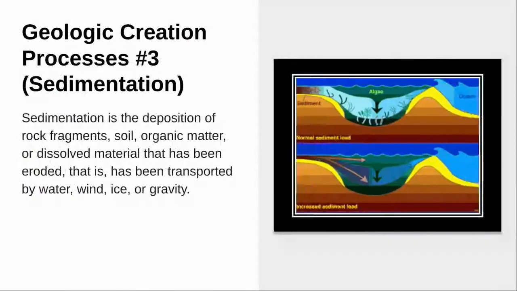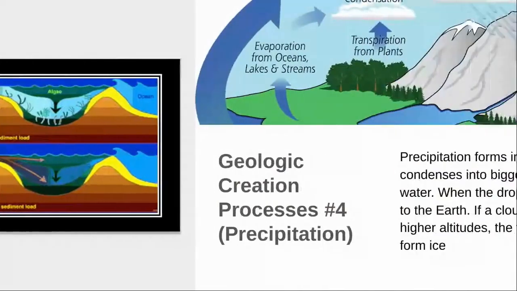And number 3 is sedimentation. Sedimentation is the deposition of rock fragments, soil, organic matter, or dissolved material that has been eroded, that is, has been transported by water, wind, ice, or gravity, and then is cemented through calcium forming in between the sediments.